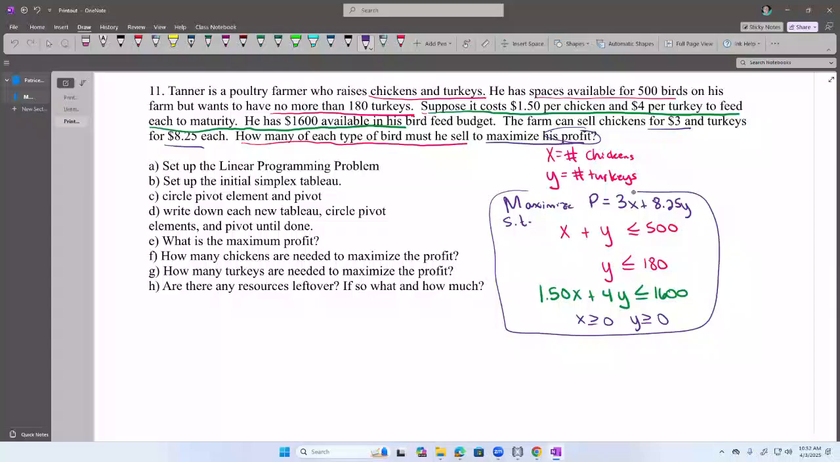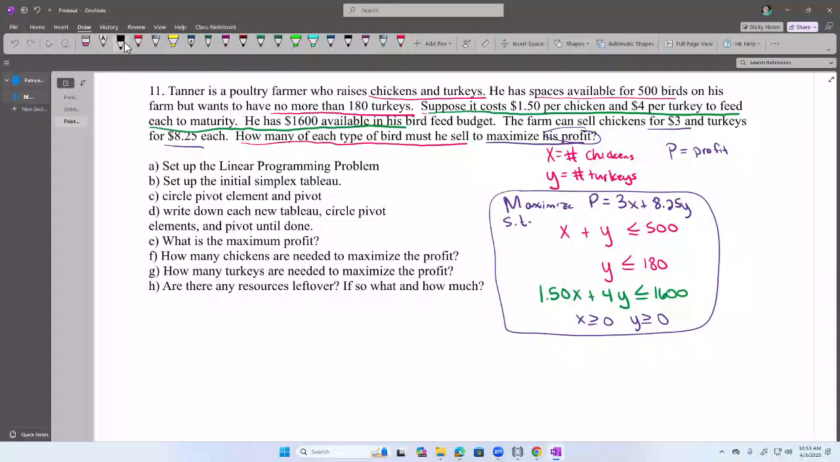So, as I said before, on the test, if it's the big problem, you're not going to have to set it up and solve it like this one. You will have to set up a problem and stop. And so if it's set up a problem and stop, this is where you stop. This is your linear programming problem. But if it's solve, it will already be set up for you here, and you just have to label your variables. So we have X and Y. P is our profit. I just added that one as I was writing that.